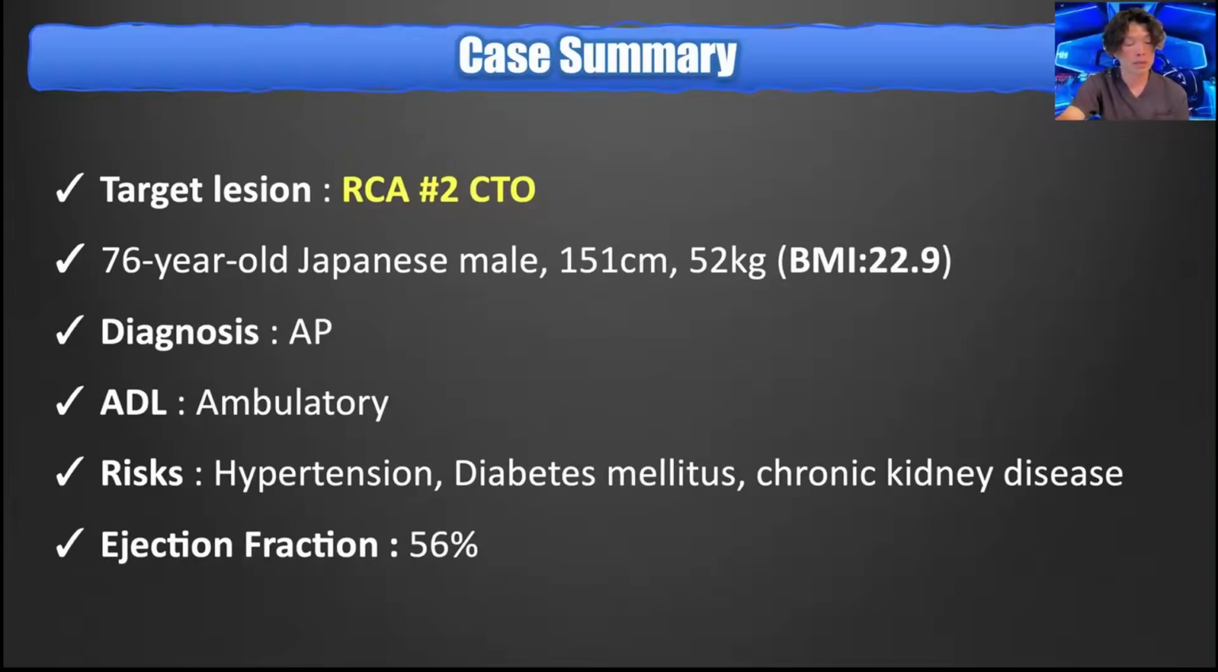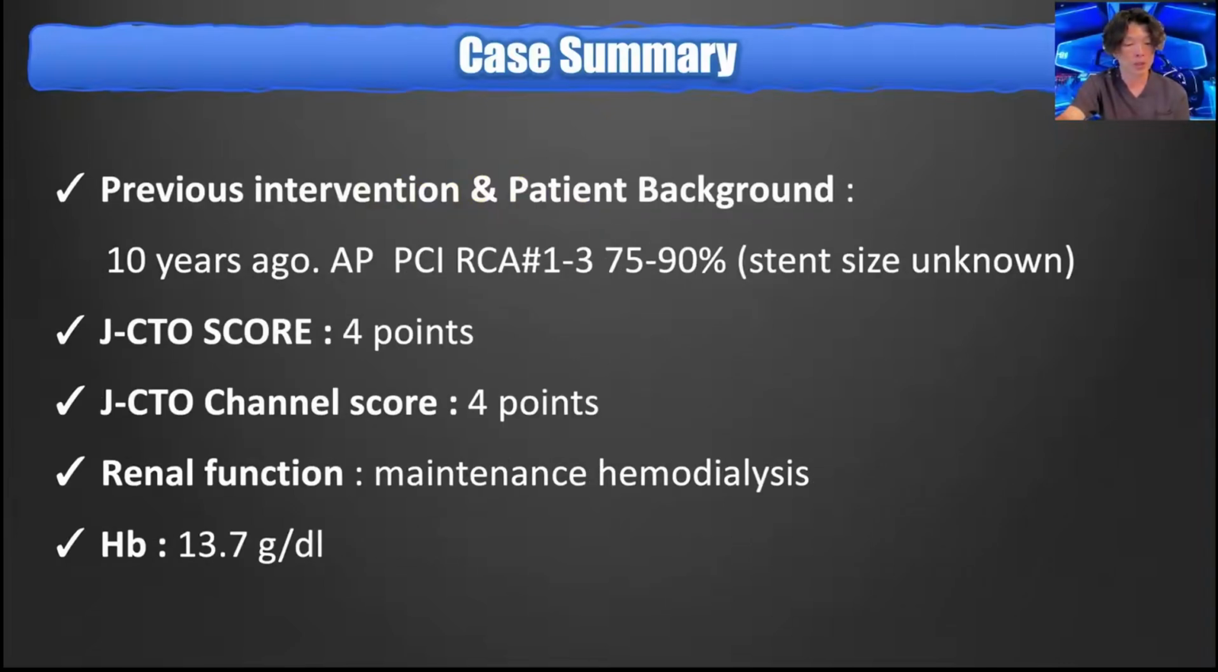A 76-year-old man presented with CCS grade 3 angina. He had a BMI of 20.9 and a blood pressure of 130 mmHg. Electrocardiography showed T wave inversion in leads II and aVF, and echocardiography showed an ejection fraction of 56% and inferior wall hypokinesis. He had undergone PCI to the RCA a decade earlier and had been on hemodialysis for 11 years.